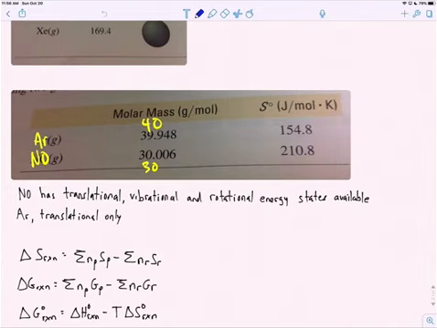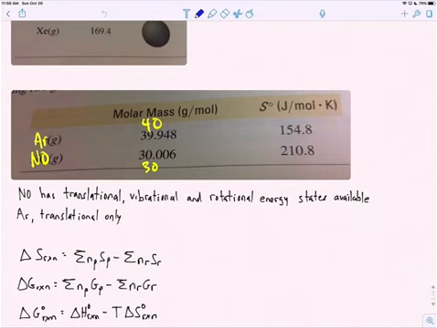Nitrogen monoxide, though, can also have vibrational energy levels. So the nitrogen and oxygen can store energy vibrationally. It can also have rotational, so it can spin around. So the NO can spin around with rotational energy. And because of that, it has more states.